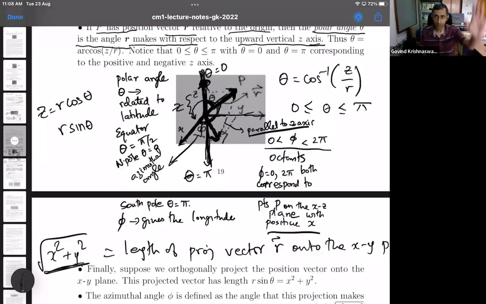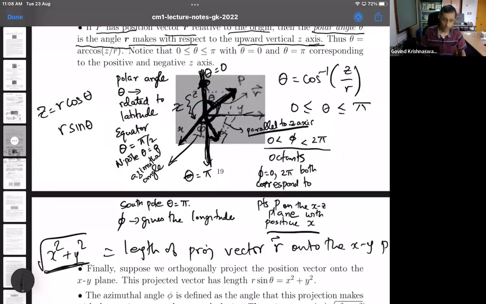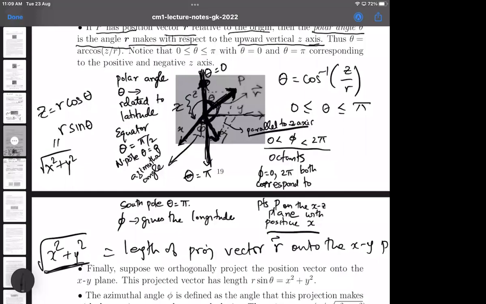Think of the plane through the longitude that passes through the point P. In that plane, we have this vector. I can take its vertical projection. I can take its horizontal projection. The angle here is theta. So from simple trigonometry, the horizontal projection will have magnitude r sine theta. So r sine theta is equal to the square root of x squared plus y squared. Are you with me on this? Any question about this observation?